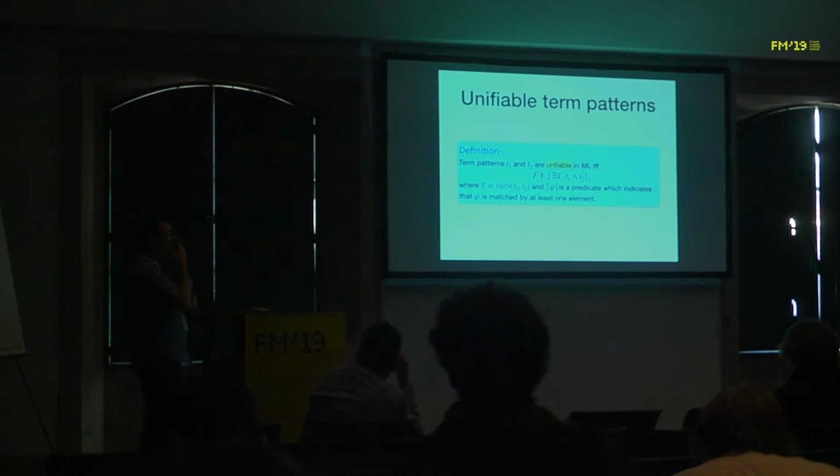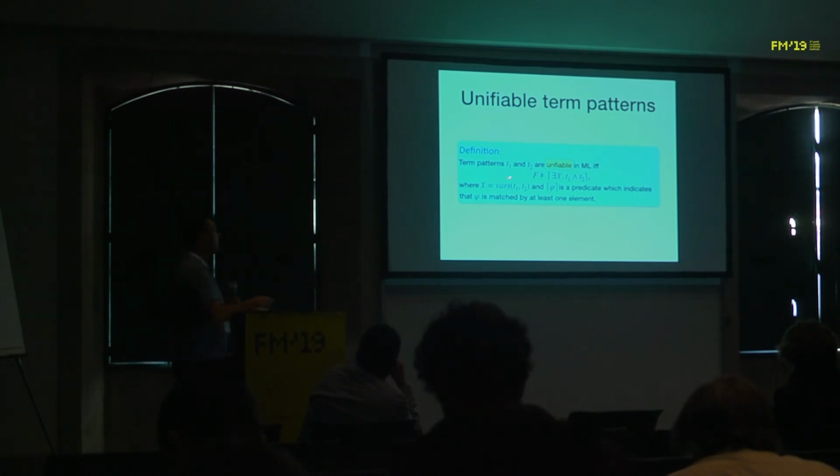All right, so what do we mean by unifiable term patterns in matching logic? We say that T1 and T2 are unifiable in matching logic if this formula is satisfied, and essentially it says that there are some values for the variables of T1 and T2 such that the set of elements that match this pattern is inhabited by some elements. Okay, so that's the whole point.